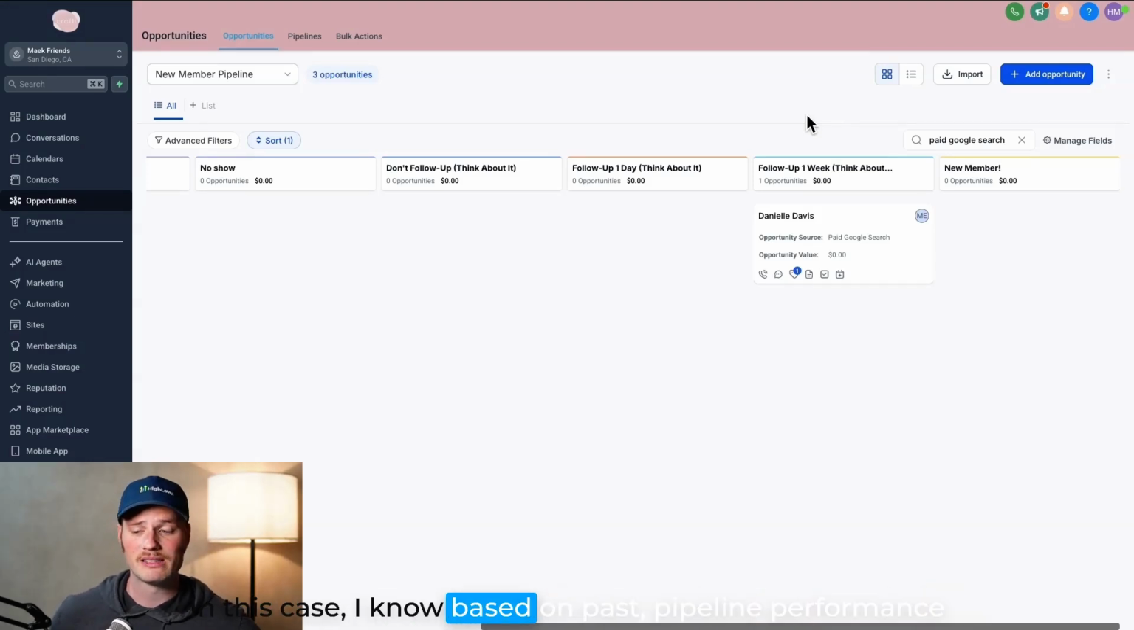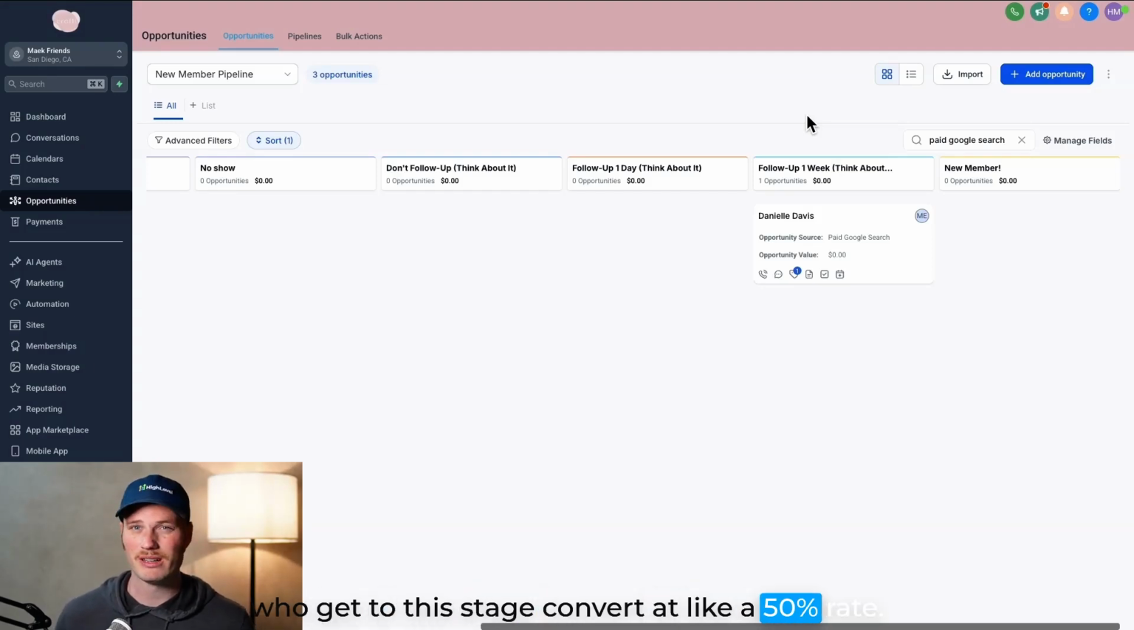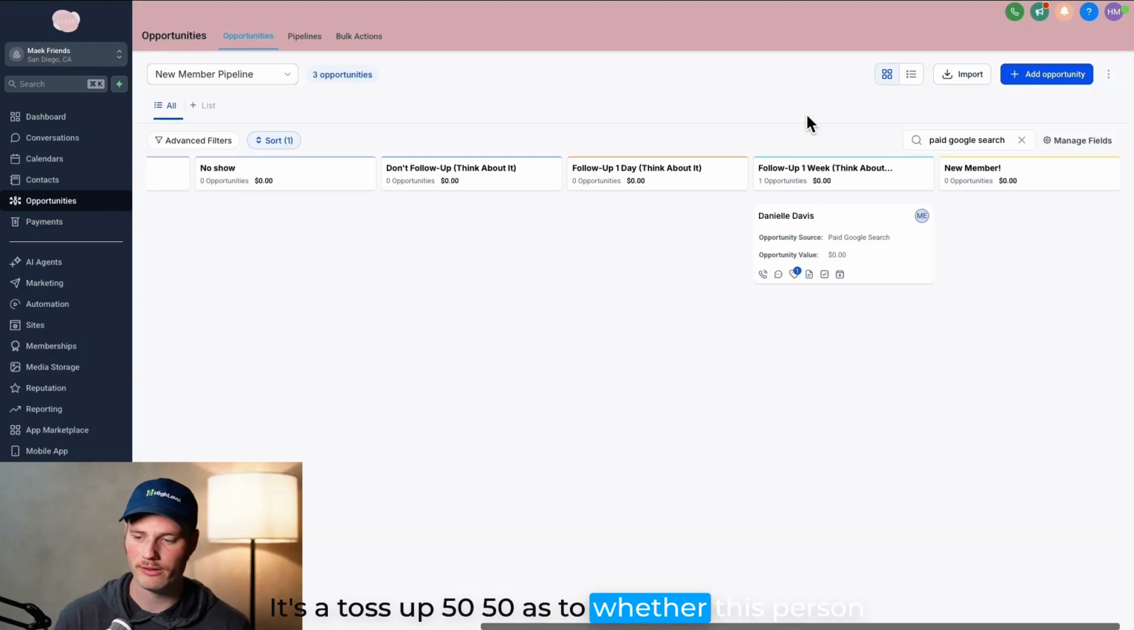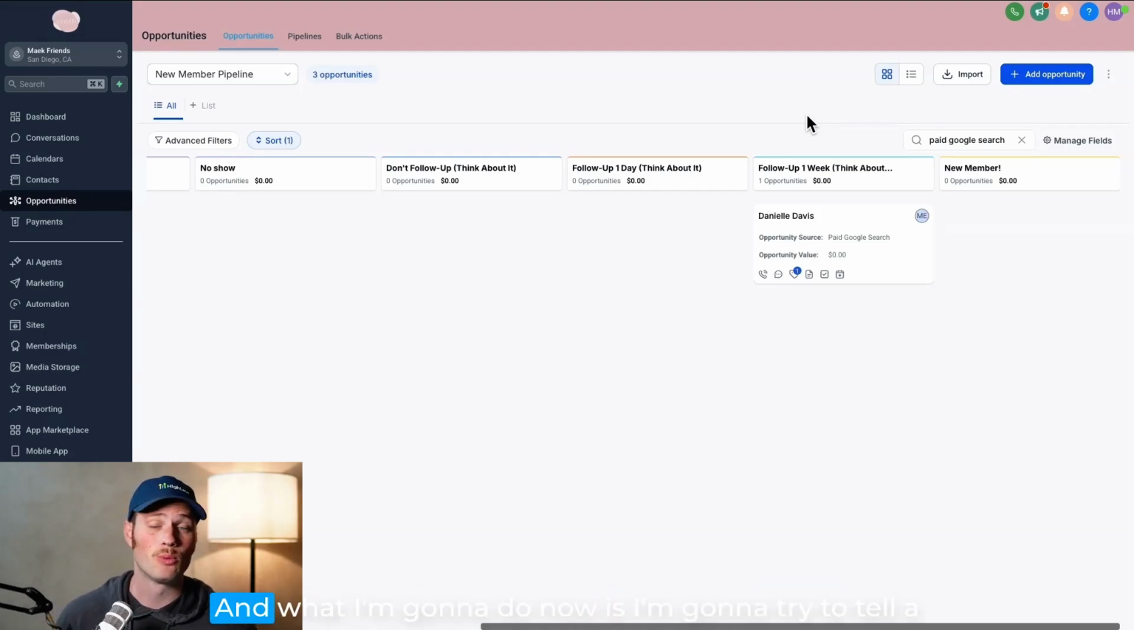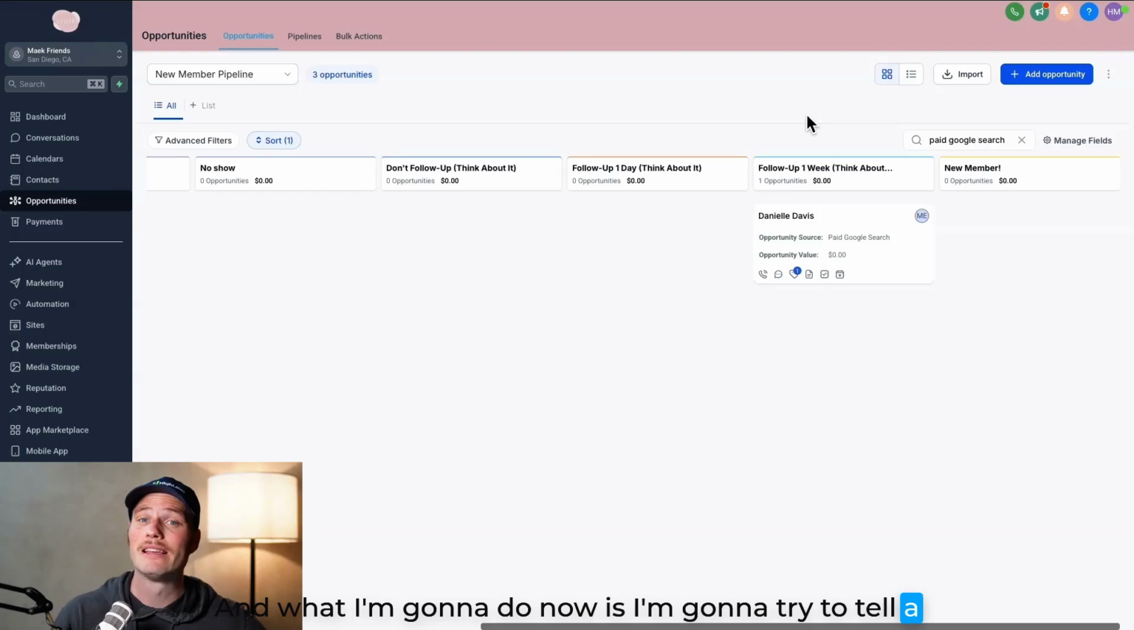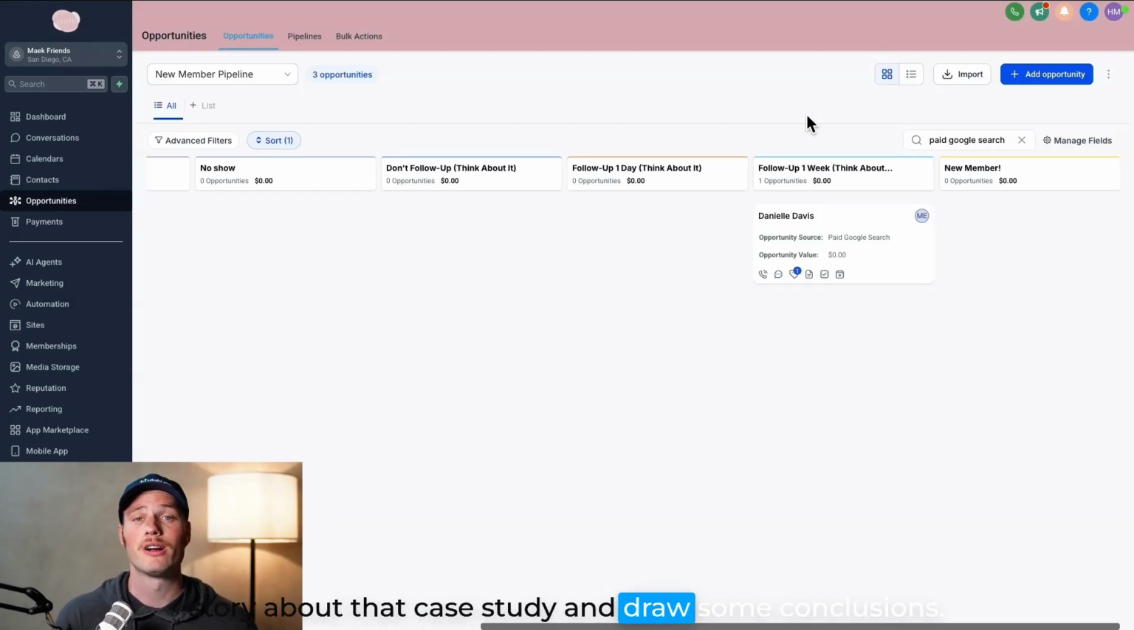In this case, I know based on past pipeline performance as well as consulting with the client that folks who get to this stage convert at like a 50% rate. It's a toss-up, 50-50 as to whether this person ends up becoming a customer or not. So those are the facts of the case study. And what I'm going to do now is try to tell a story about that case study and draw some conclusions.